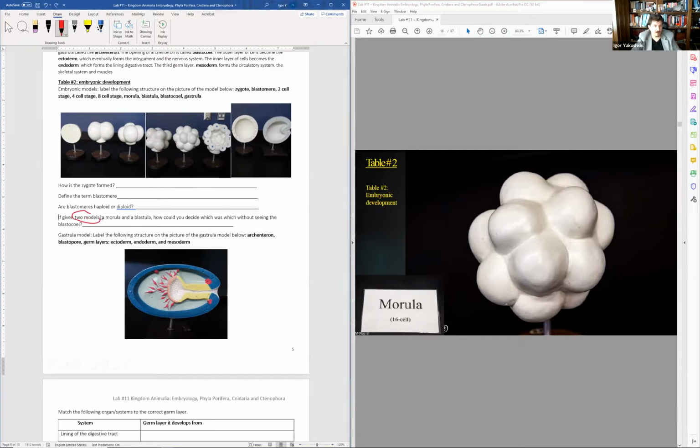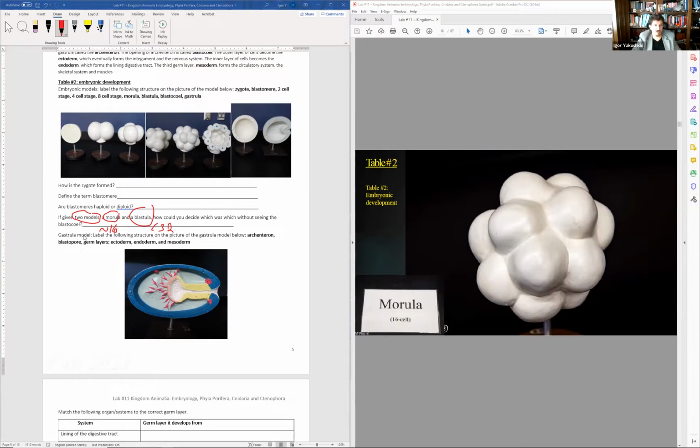So, with two models, you count the number of cells. A morula will have about 16, give or take, 8 to 16. A blastula usually has over 32, 64, 128, etc. All right.